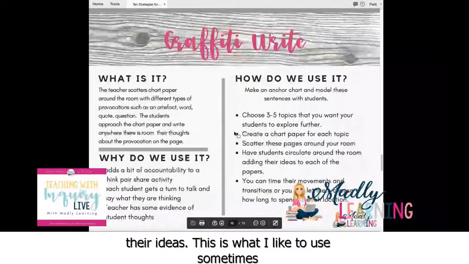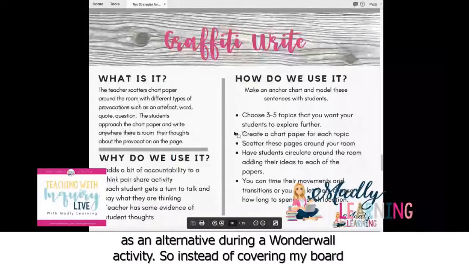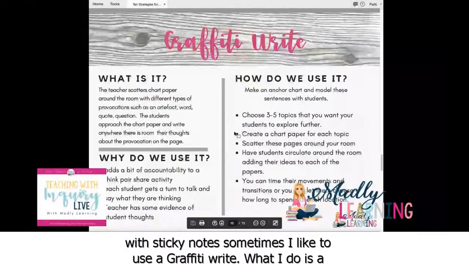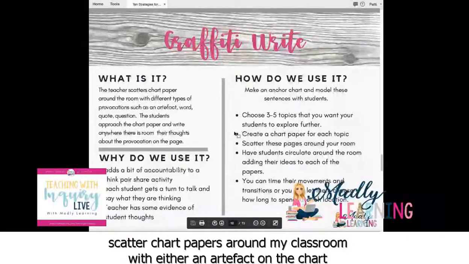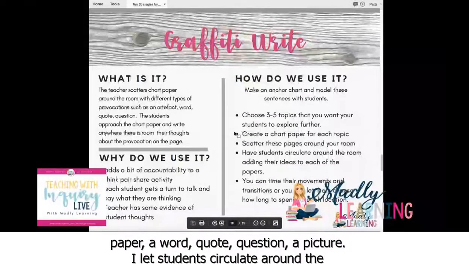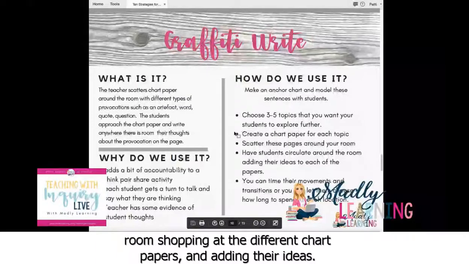This is one I like to use sometimes as an alternative during a wonder wall activity. So instead of covering my board with sticky notes, sometimes I like to use a graffiti write. What I do is I scatter chart papers around my classroom with either an artifact on the chart paper, a word, a quote, a question, a picture, and I let students circulate around the room, stopping at the different chart papers and adding their ideas.